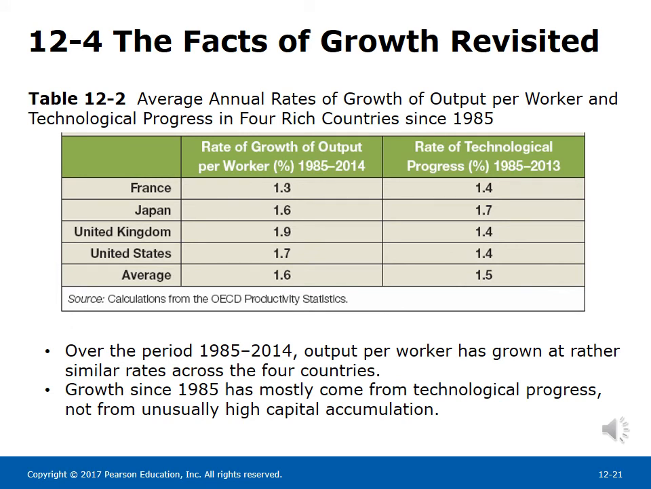(12-4) The facts of growth revisited. Table 12-2 shows average annual rates of growth of output per worker and technological progress in 4 rich countries since 1985. Over the period 1985 to 2014, output per worker has grown at rather similar rates across the 4 countries. Growth since 1985 has mostly come from technological progress, not from unusually high capital accumulation.